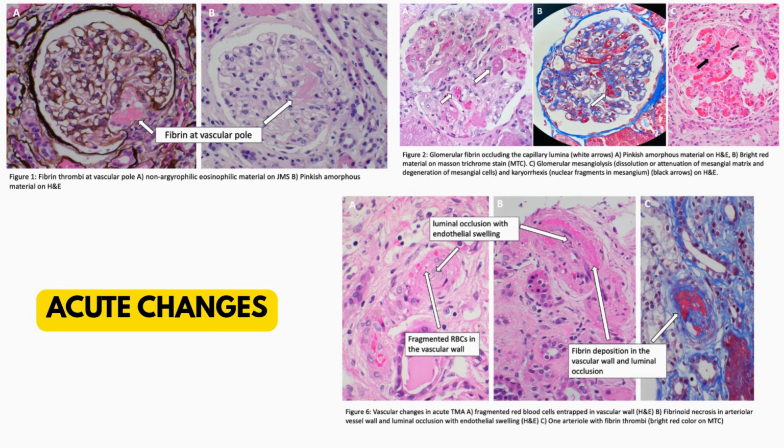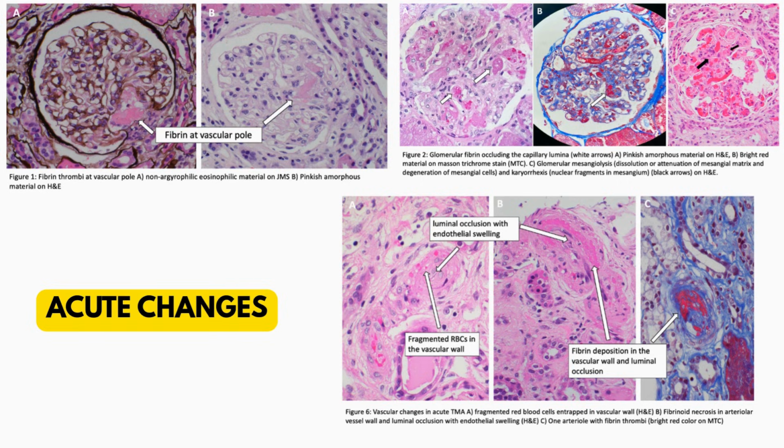You also notice areas of mesangiolysis where the normal mesangial matrix is dissolving, and the mesangial cells appear fragmented or even lost. In some regions, this structural breakdown progresses to microaneurysm formation, reflecting severe glomerular injury. These right-sided images show how microvascular thrombosis directly damages glomerular architecture.